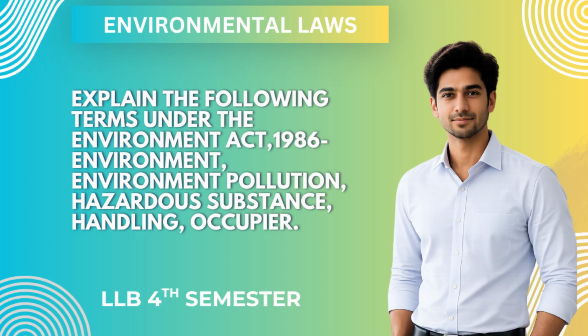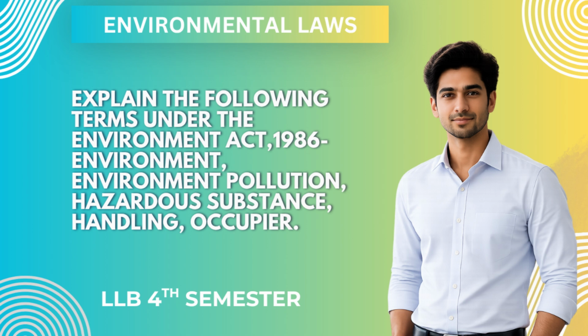It includes the air we breathe, the water we drink, the land on which we live, trees, animals, birds, rivers, forests, and even human beings. All these are connected with each other. If one part is harmed, the others are also affected. Example, if a river becomes polluted, fish die, animals lose drinking water, farmers cannot irrigate their fields, and people may suffer from diseases.